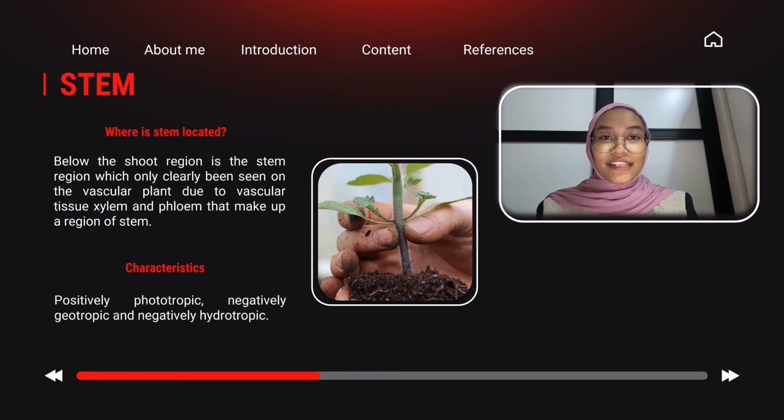Firstly, we look at the stem. It is the axial part of the plant developed from the plumule of an embryo or the germinating seed. Where is the stem located? Below the shoot region is the stem region, which can only clearly be seen in vascular plants due to the vascular tissues, xylem and phloem, that make up a region of the stem. Young stems are usually green in color and subsequently become woody and brown. The stem is modified into certain structures according to the function they perform.